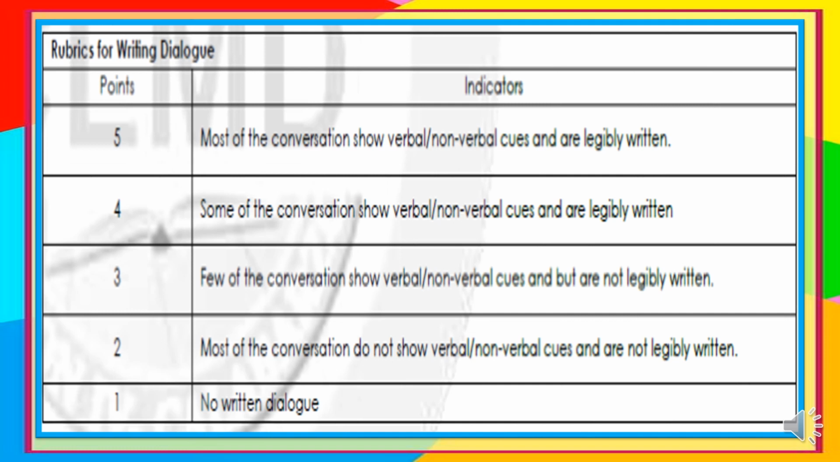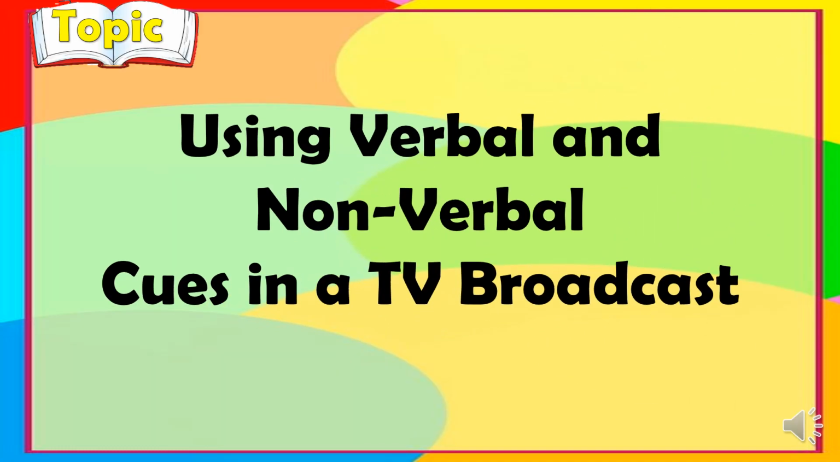And you will get 2 points if most of the conversations do not show verbal and nonverbal cues and are not legibly written. And you will get 1 point if there is no written dialogue. And that concludes our topic about using verbal and nonverbal cues in a TV broadcast.